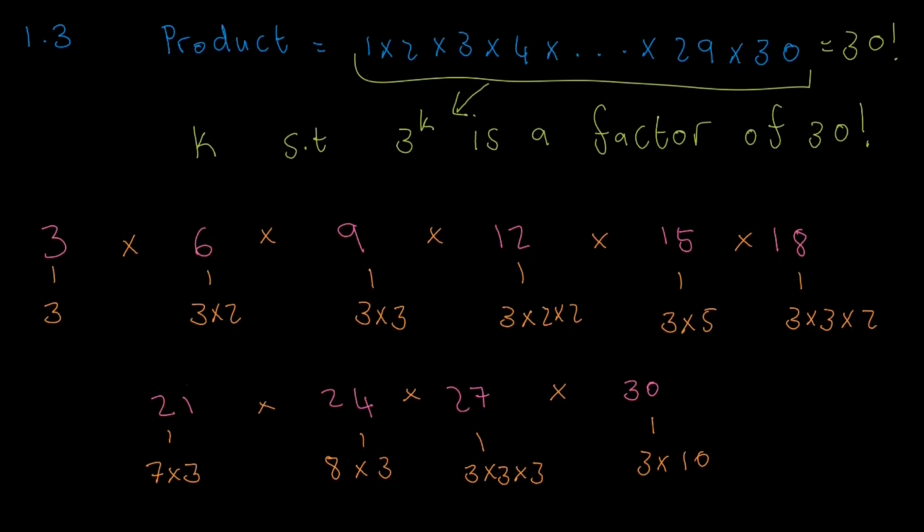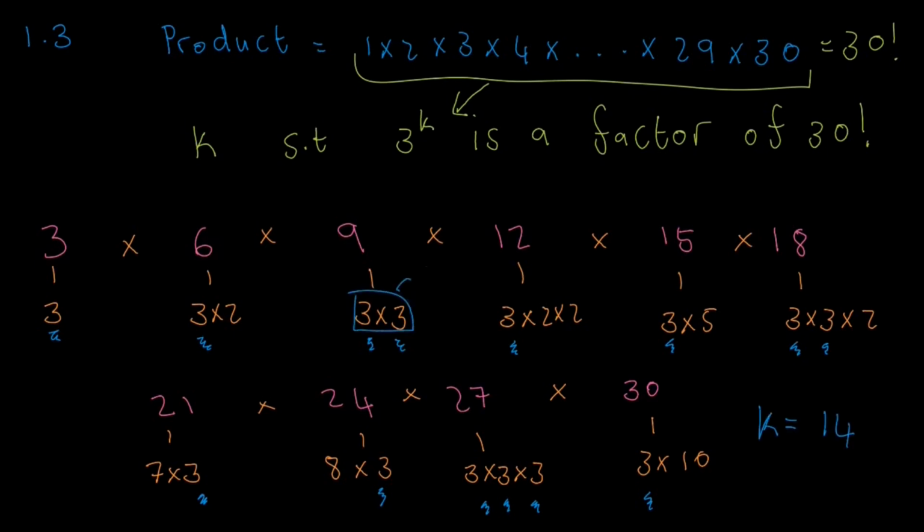Okay, so now all we need to do is count the number of 3's, and then we can find our k value. So that's your first 3. That's 1, that's 2, 3, 4, 5, 6, 7, 8, 9, 10, 11, 12, 13, 14. And therefore k is equal to 14.